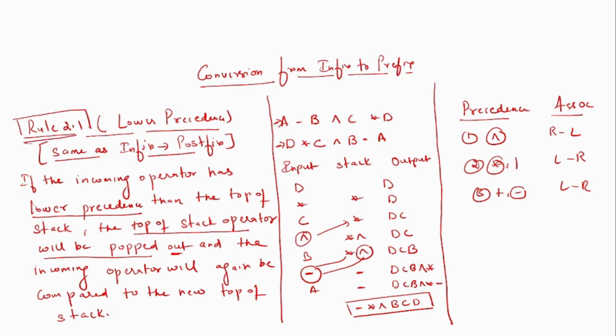This is a very important rule, because students make a mistake: once they pop exponential, they push minus into the stack. No, once you pop exponential, you compare minus again with the new top of the stack, that is multiplication here. And if multiplication has greater precedence than minus, or minus has lesser precedence than multiplication, therefore we pop multiplication again here, right? And then we push minus into the stack. This is rule number 2.1.